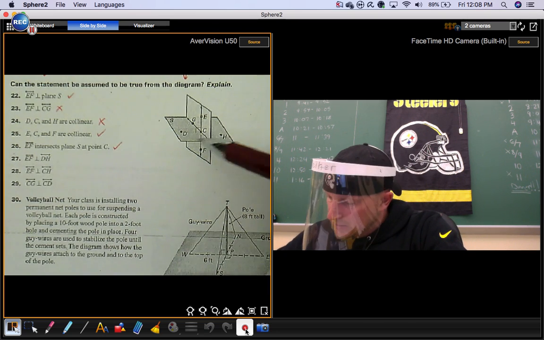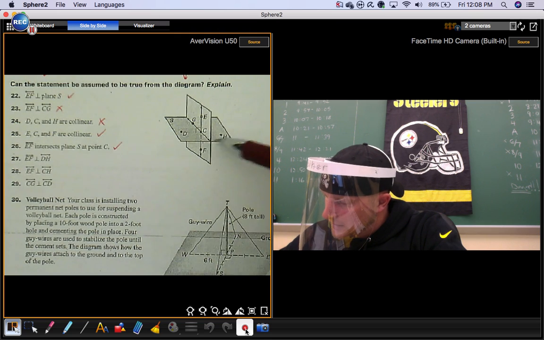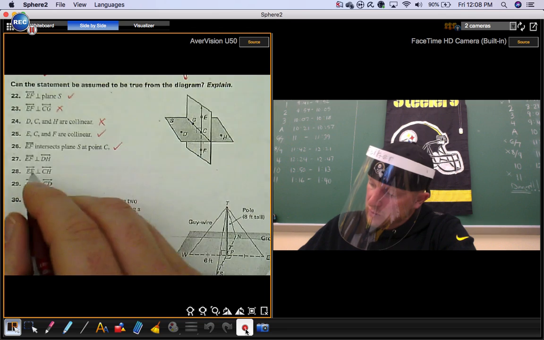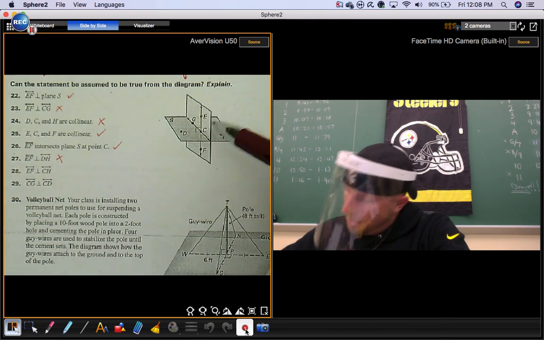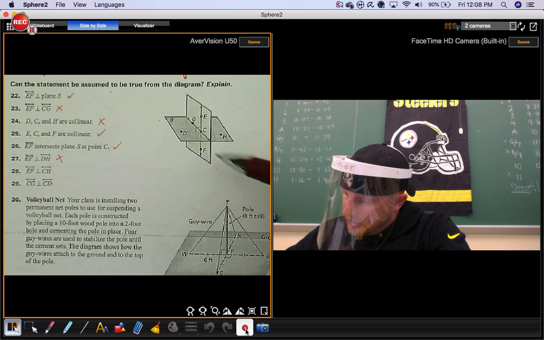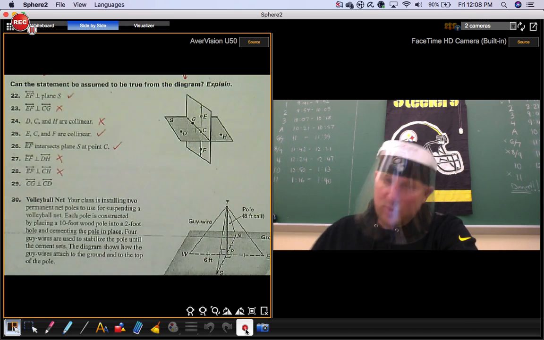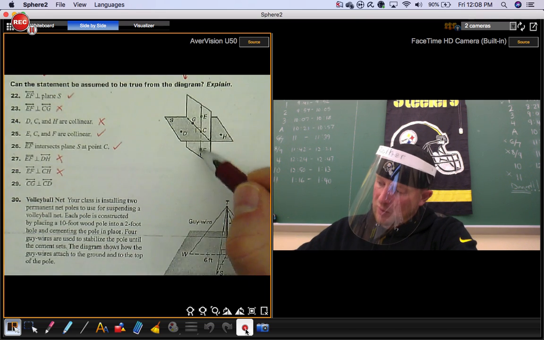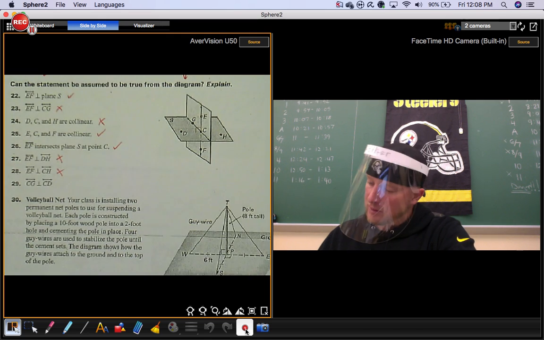Number 27, line EF is perpendicular to line DH. We don't have a perpendicular mark between those two lines, so don't assume that they're perpendicular. Same line EF and line CH. We're not going to have a perpendicular mark between them either. The only perpendicular mark with line EF goes with plane S. It doesn't go with any other line on there.